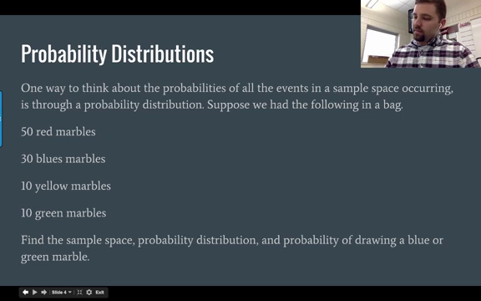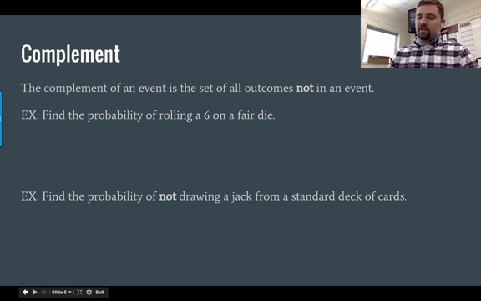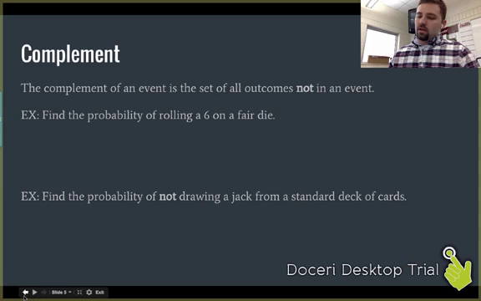So let's go on to the next one, which is the complement. This is the last vocab word for the lesson. All right. The complement of an event is the set of all outcomes not in the event. Okay. So if we wanted the probability of rolling a 6 on a fair die, that'd be 1 out of 6, right? Most people are cool with that. So we would write it like this: the probability of rolling a 6 is 1/6.